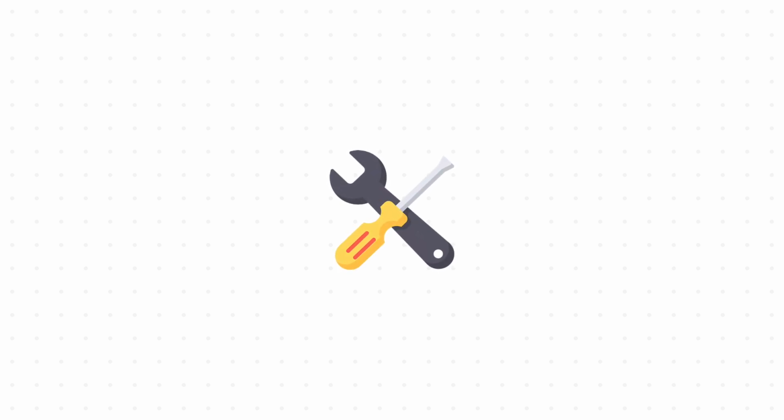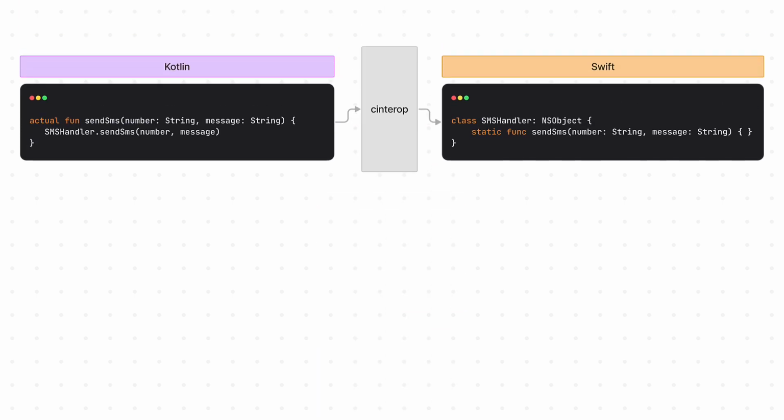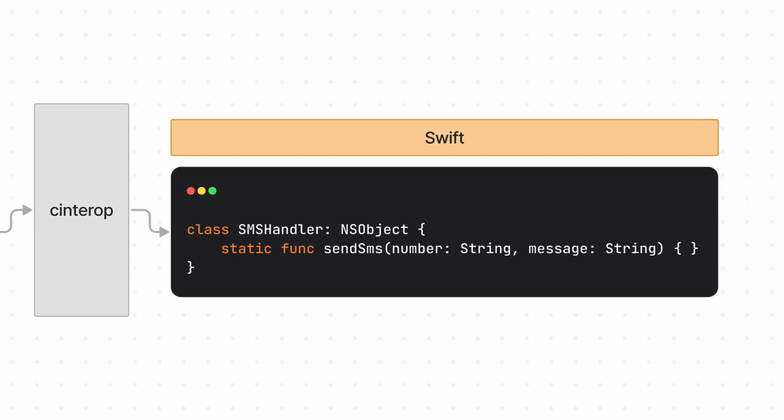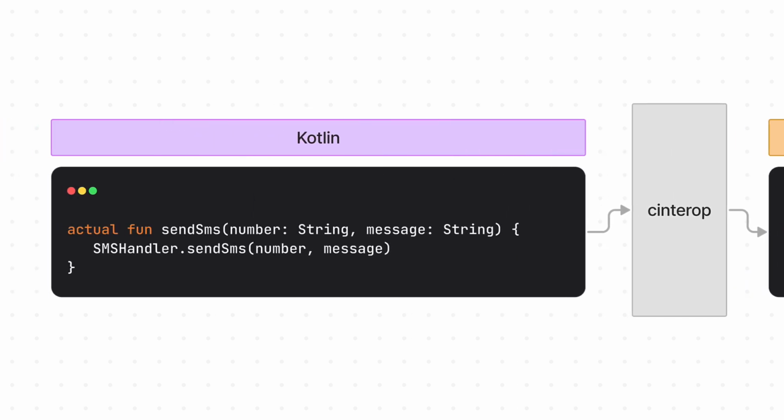Cinterop is a tool which is used to execute Swift code from Kotlin in a KMP project. That's the shortest definition that I could think of right now. And there is more to it. But really, Cinterop is a mechanism that generates Kotlin bindings so that we can use Swift and iOS APIs directly in Kotlin in an iOS main source set, for example.